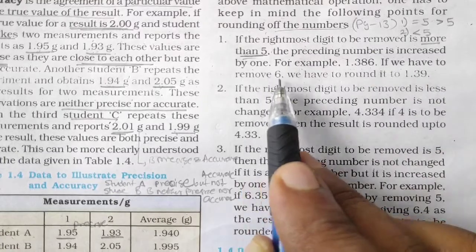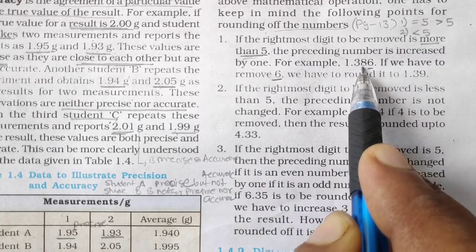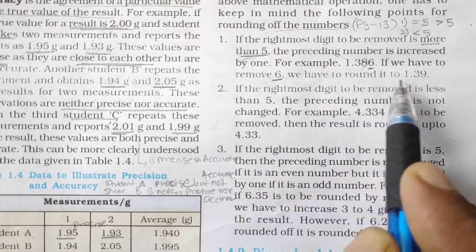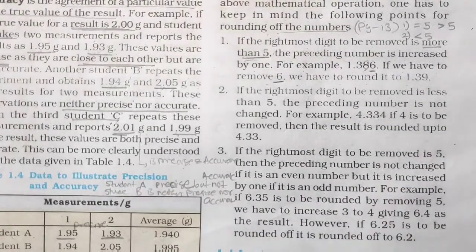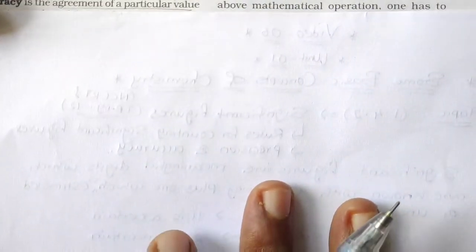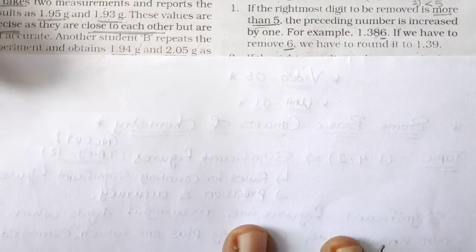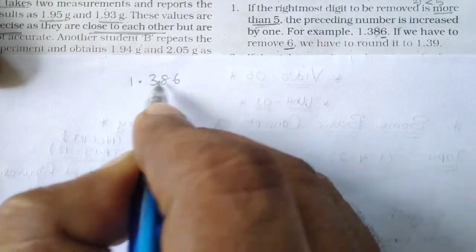1.386. If we have to remove 6, meaning you have to round off till here, so 8 is the rounding digit. So here, removing 6, we have to round it off to 1.39. That's the meaning of that. I will explain it through an example. See, now suppose that what we are talking about, right? What is the meaning of that? See, 1.386 is a number.